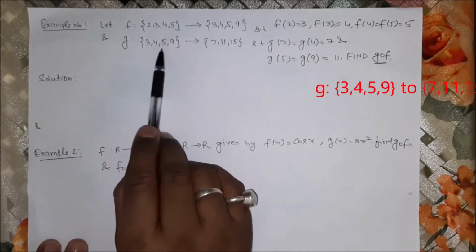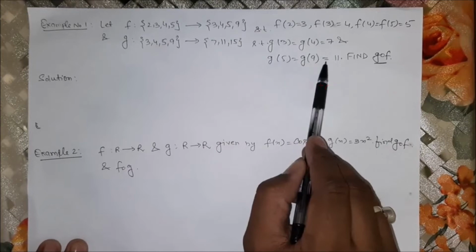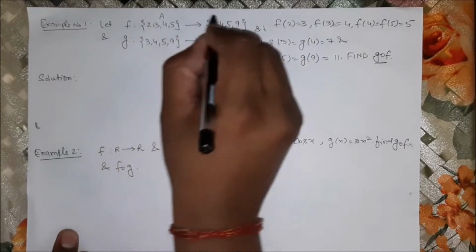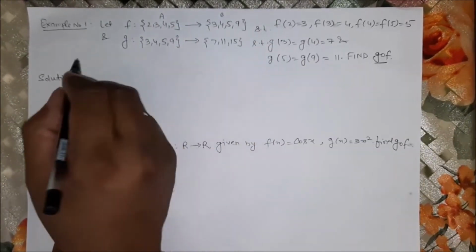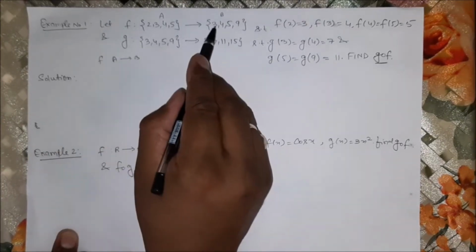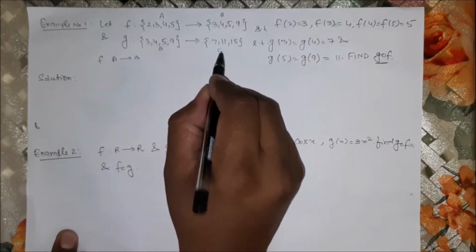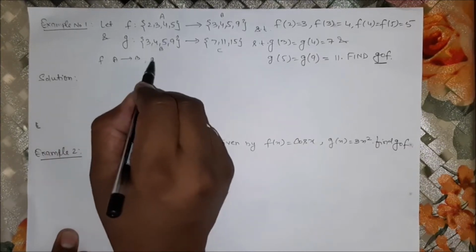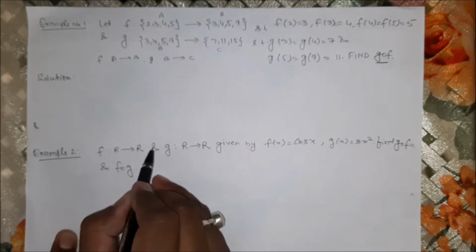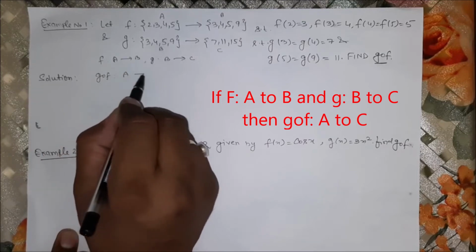Similarly, a function g is defined from {3, 4, 5, 9} to this set such that you are given this condition. We need to find GOF. As you know, let us say this set is A and this set is B, means here f is defined from A to B. Clearly {3, 4, 5, 9} becomes B. Let us say this is a new set, this becomes C. So here g is defined from B to C and GOF is defined from A to C.